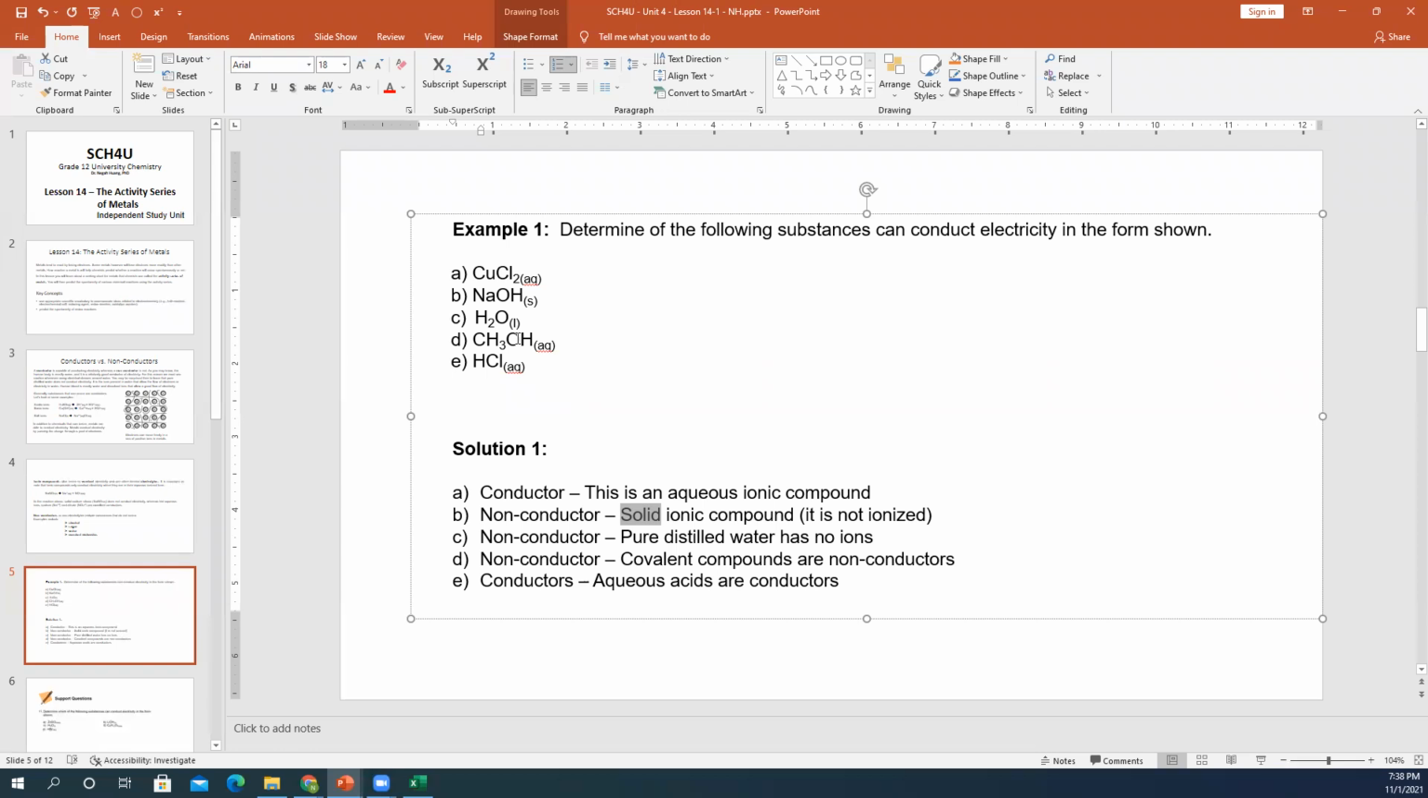Then you have methanol. Methanol is a non-conductor. It's a covalent compound, it's an alcohol, and covalent compounds are non-conductors. Finally, hydrogen chloride, aqueous. Hydrogen chloride is an aqueous acid, and as such, it will ionize into H plus and Cl minus, aqueous, and aqueous acids are conductors. So this is a conductor of electricity.